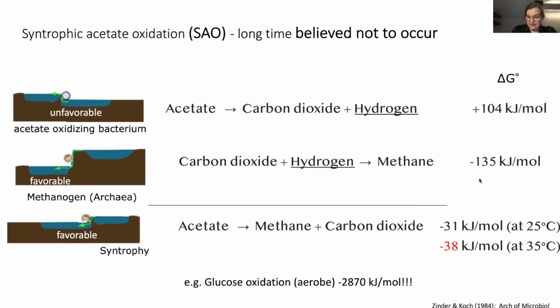What you can also see here is that they release altogether very little energy. Here I put the example of a glucose oxidation under aerobic condition. It releases a lot of energy. They release very, very little, and they even have to share this energy. And this is what makes them so slow growing. There is not much energy they can grow from.